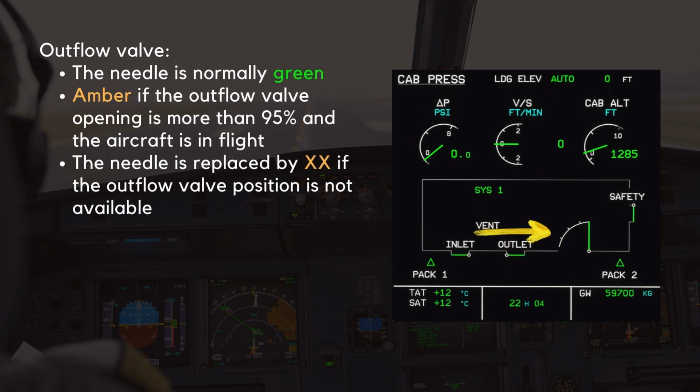Next is the outflow valve. The needle of the outflow valve is normally green. It becomes amber if the outflow valve opening is more than 95% and the aircraft is in flight. The needle is replaced by two amber crosses if the outflow valve position is not available.